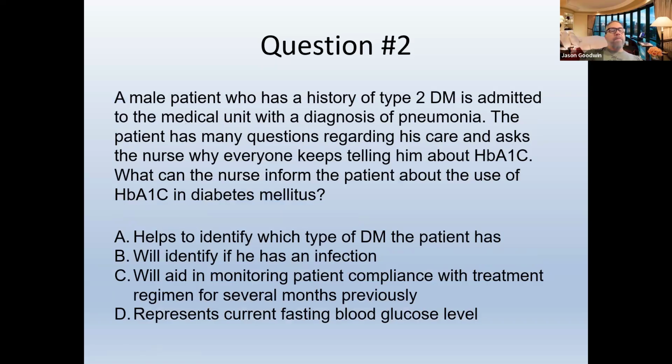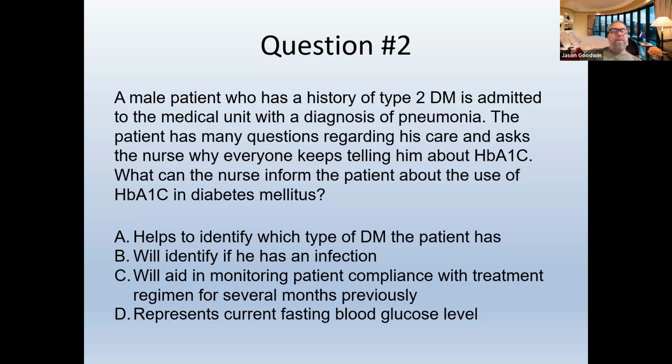A male patient who has a history of type 2 diabetes is admitted to the medical unit with a diagnosis of pneumonia. The patient has many questions regarding his care and asks the nurse why everyone keeps telling him about hemoglobin A1C. What can the nurse inform the patient about the use of hemoglobin A1C in diabetes mellitus?